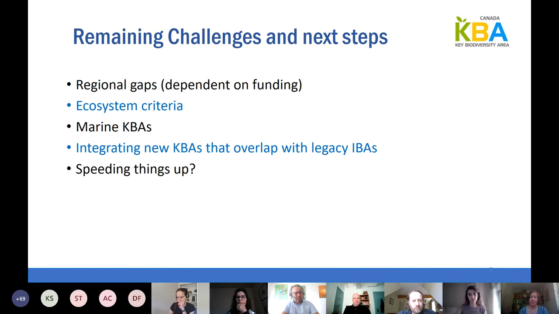So we have a few regional gaps that we need to fill. Whenever we secure funding, then we're able to hire one more person to lead work. So we're looking at Manitoba right now, for example, as a huge priority, because we've started work there. We need to continue, and there's lots of interest from the conservation community there.